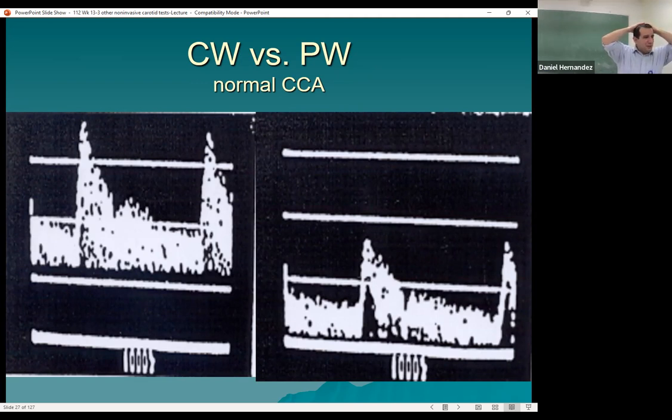No. So when you guys are in echo, when you do continuous wave, your spectral tracing measures all the velocities along that scan line. So typically your waveform is going to fill in. You're not going to have a spectral window. Whereas with pulse wave, you get a much tighter envelope and you'll have a nice spectral window. So that's one way you could tell the difference between pulse wave versus continuous wave: the presence or absence of that spectral window.